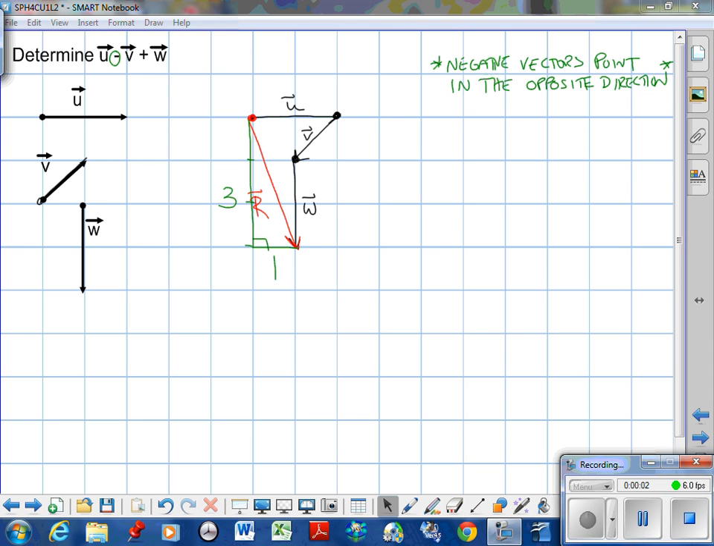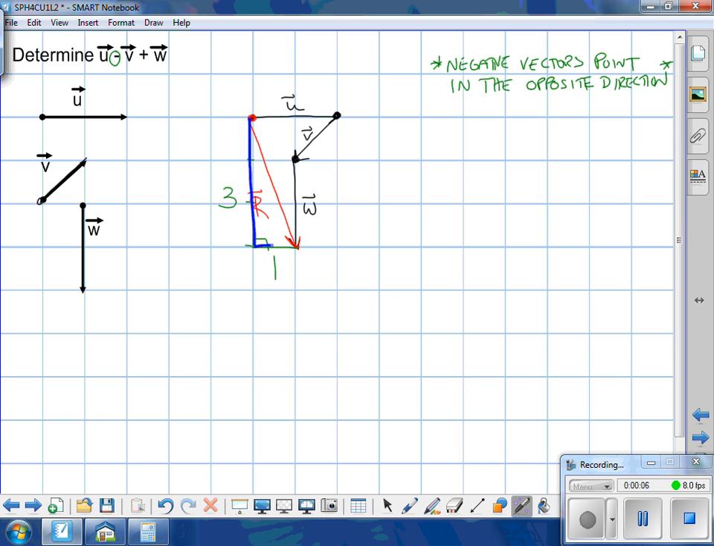All right, so now just finishing up this example, we have the right angle triangle drawn. And again, you always use the resultant as your hypotenuse, okay? We got the triangle laid out, so now it's Pythagorean theorem. A squared plus b squared equals c squared. 3 squared plus 1 squared equals your resultant squared.